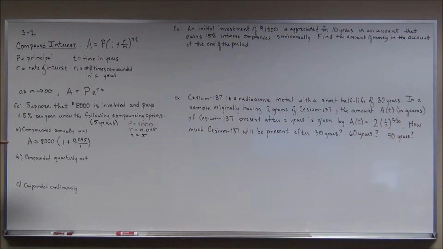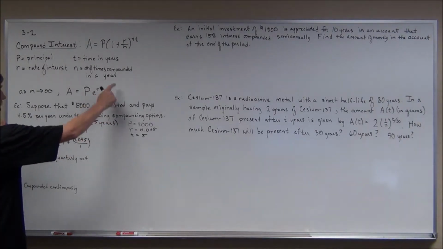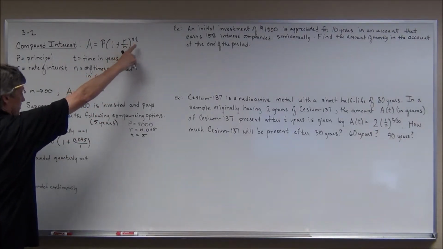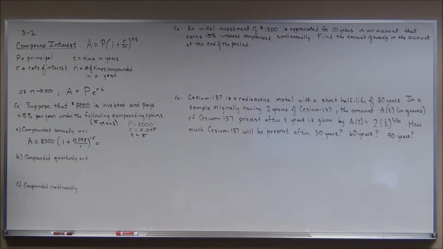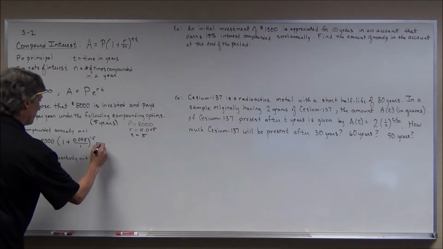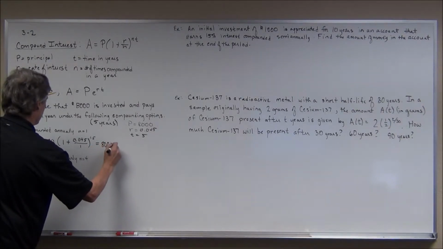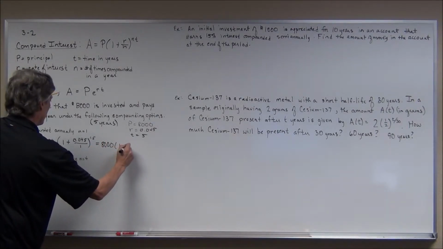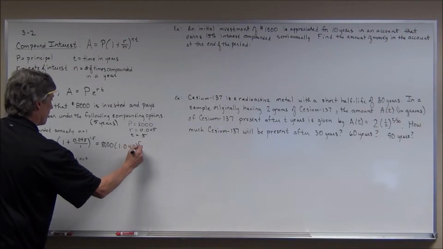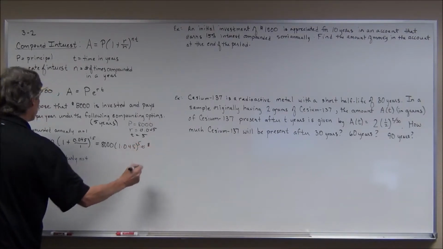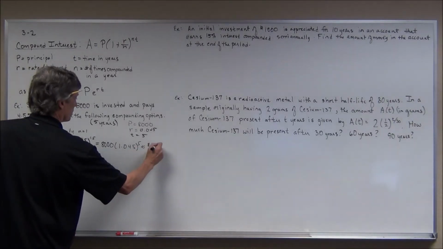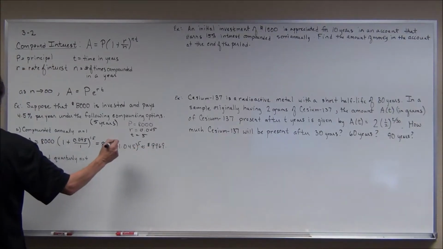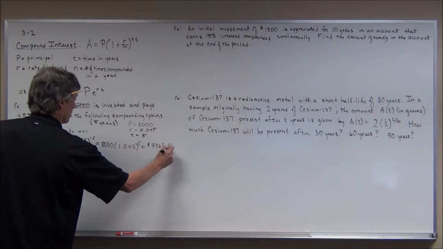And so if T is equal to 5, then this exponent is going to be n, which is 1, times 5. So this is going to be 1 times 5. And here you're going to get your calculator out. This is going to be 8,000 times 1.045 to the 5th power, which is approximately, to the nearest penny, $9,969.46. I did that in my head, as you might guess.